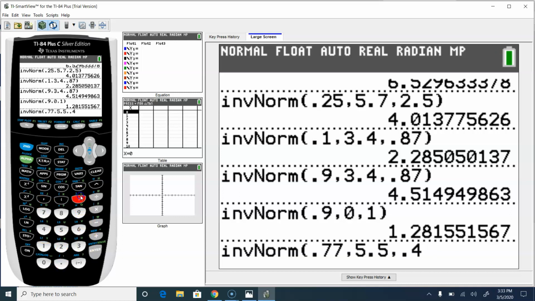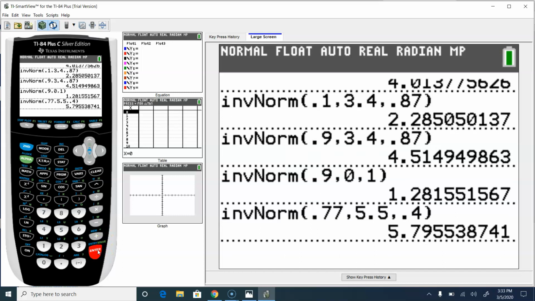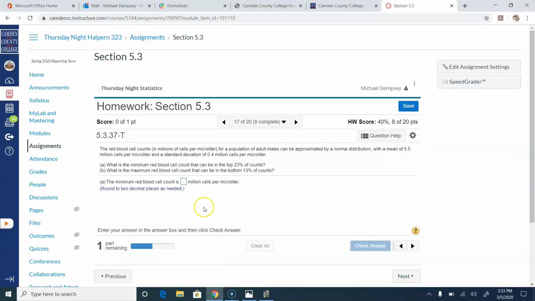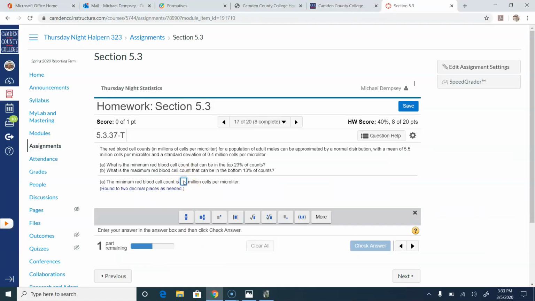Let's see what we get. 5.7795. That's going to round to 5.8. See what we're supposed to round to here. So yeah, to 2 decimal places, though I think that's still 5.8.